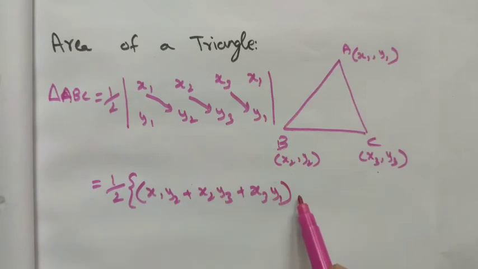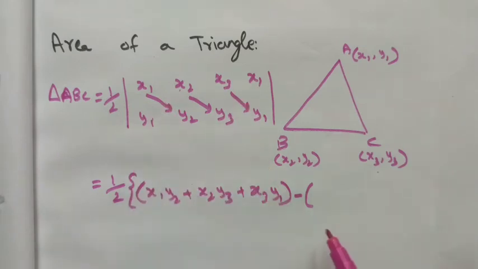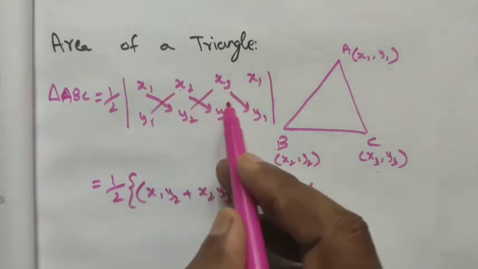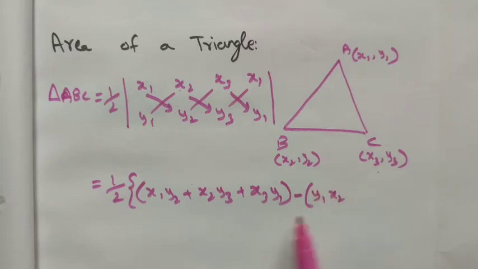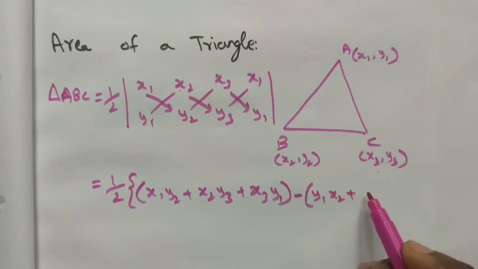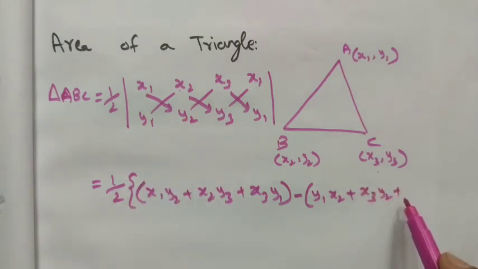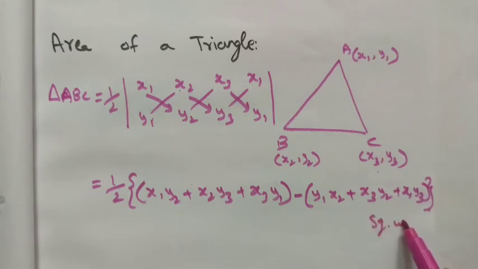The second term is always the minus of the second term. You have to multiply this term, right? So in this term, x2 y1 plus x3 y2 plus x1 y3. This is the area of the triangle in square units.